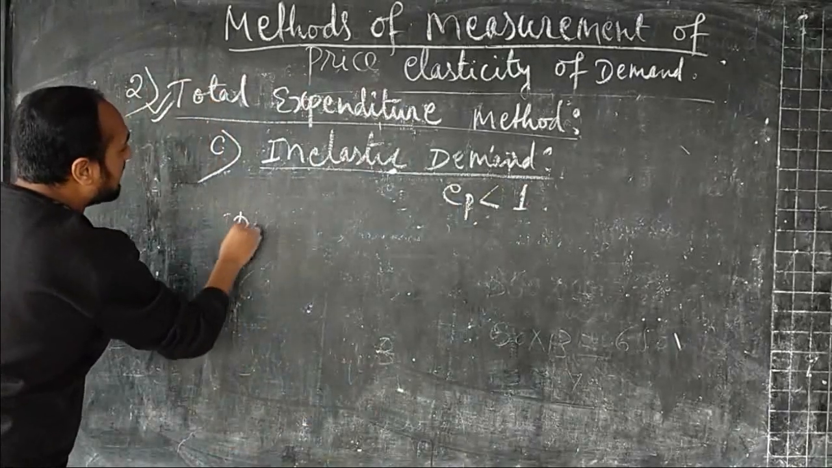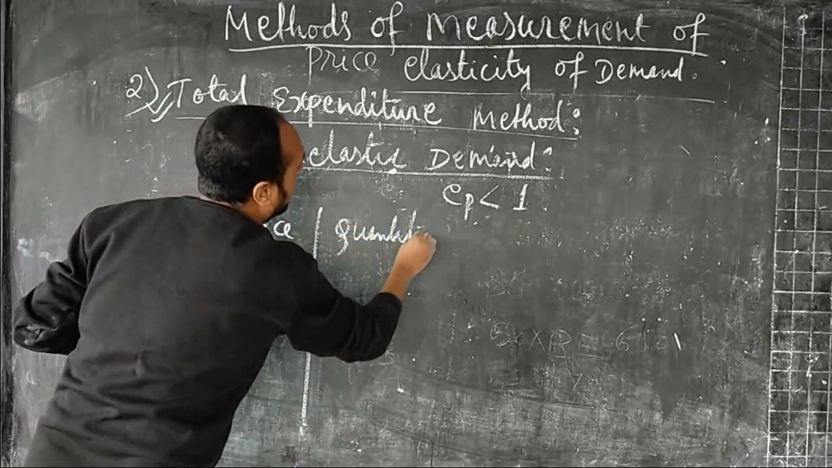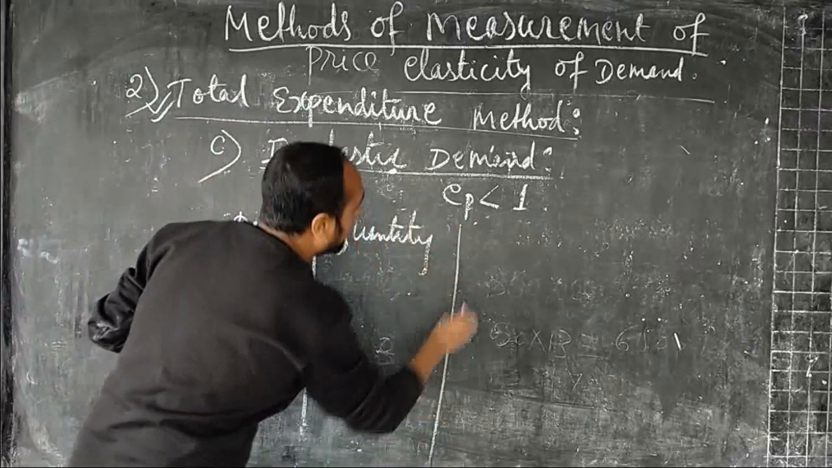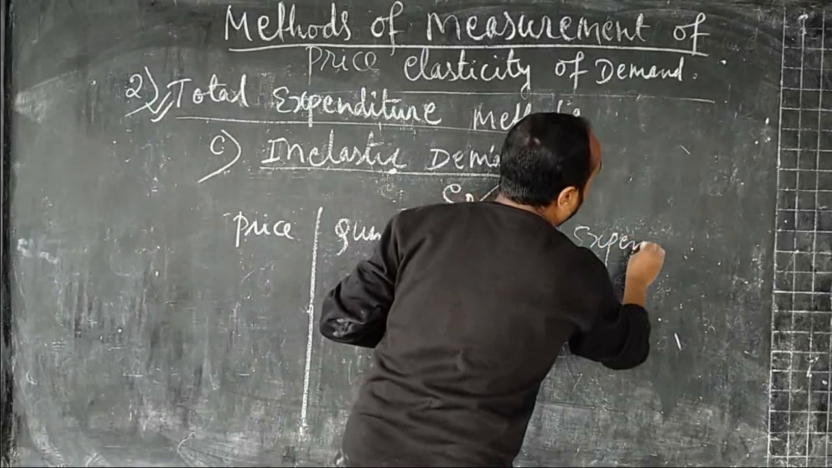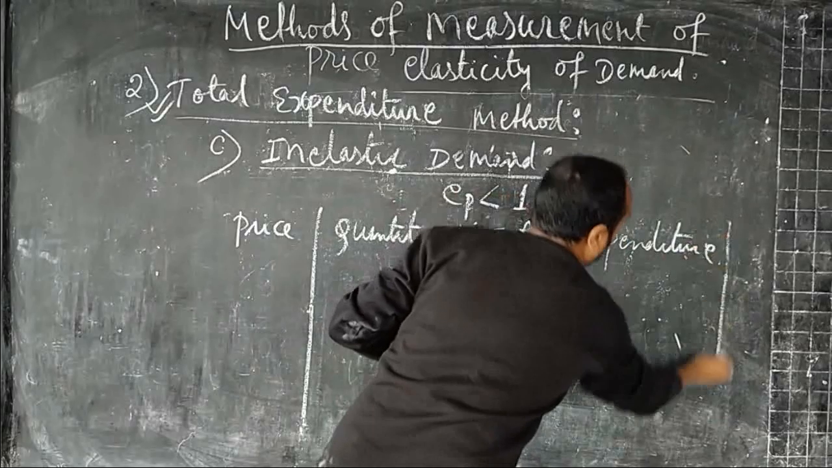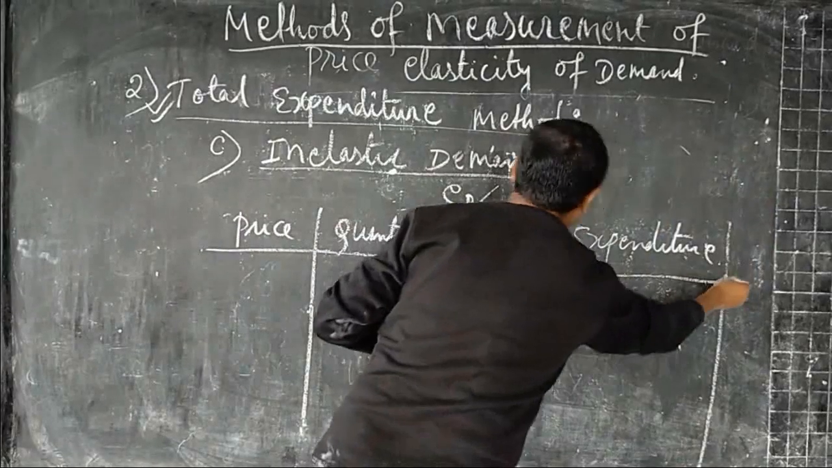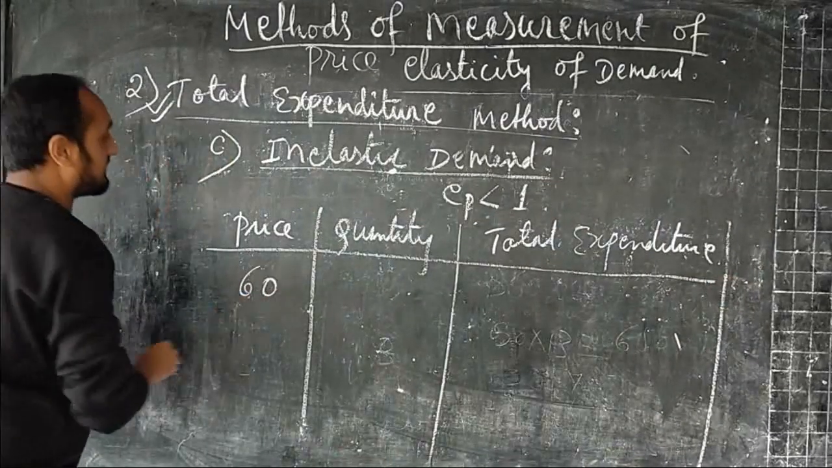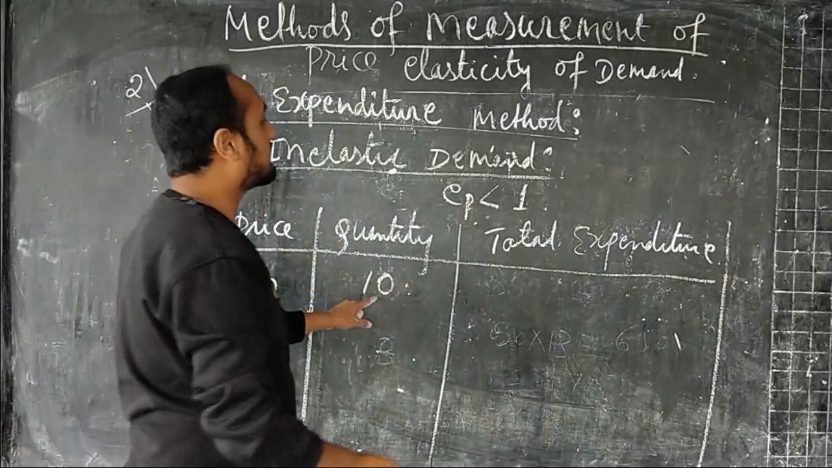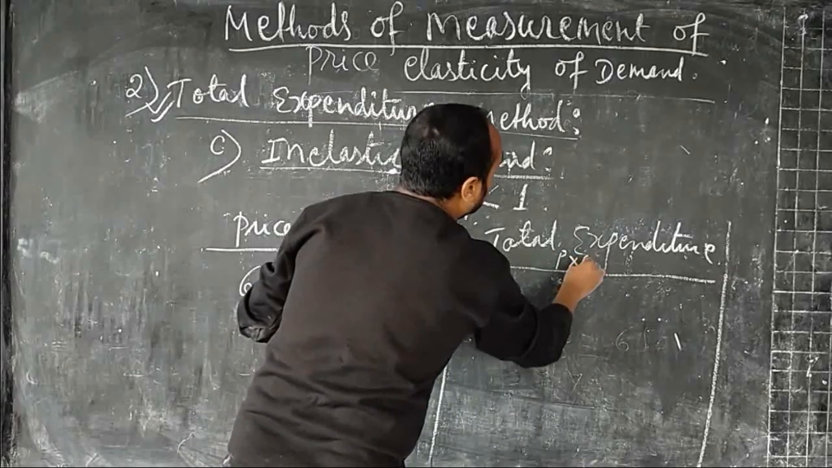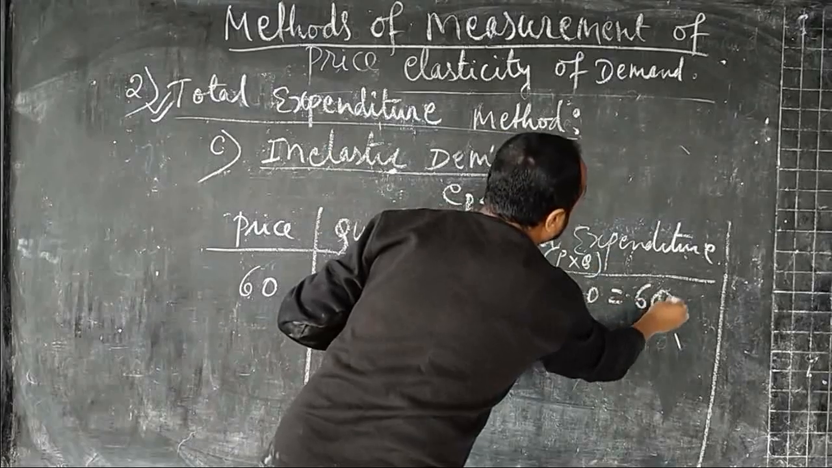Let us consider price, quantity and total expenditure. Suppose the price is 60 rupees. When price is 60, suppose quantity demanded is 10 units, and the total expenditure will be P into Q. That means 60 into 10 gives 600.